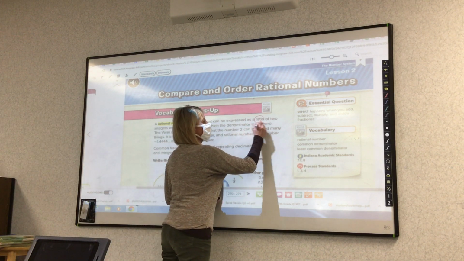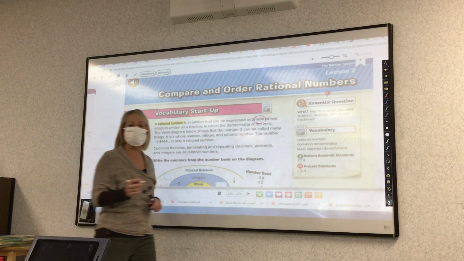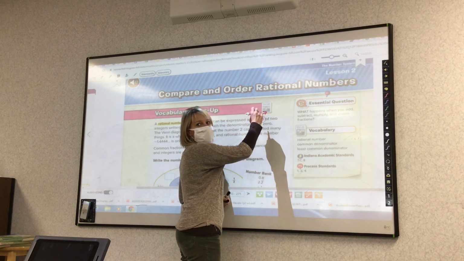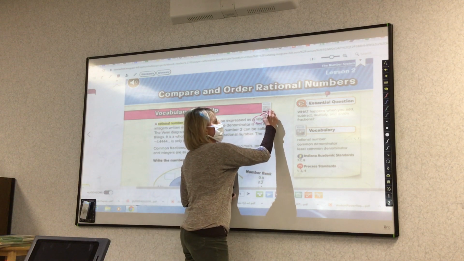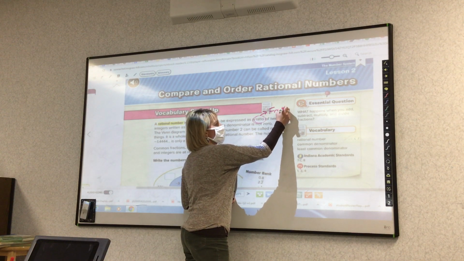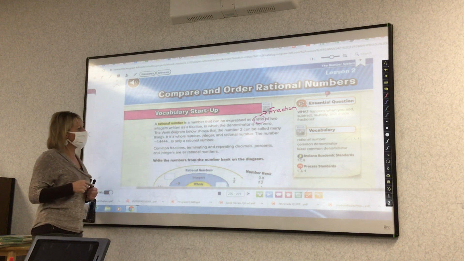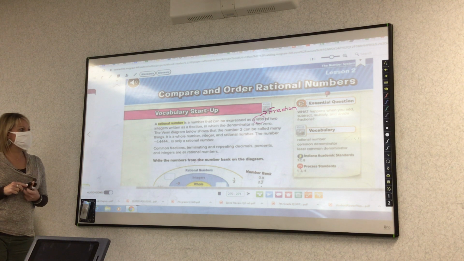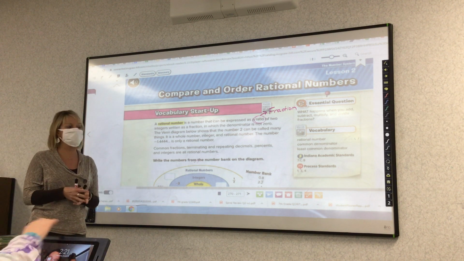Circle that word ratio. When you write a ratio, you write it like a... does anybody know what we write it like? Fraction. Like someone said it. Fraction, yep. So when you are thinking of a ratio, you're going to write it like a fraction. So it's a ratio of two integers written as a fraction in which the denominator is not 0, because you can never have a denominator of 0.